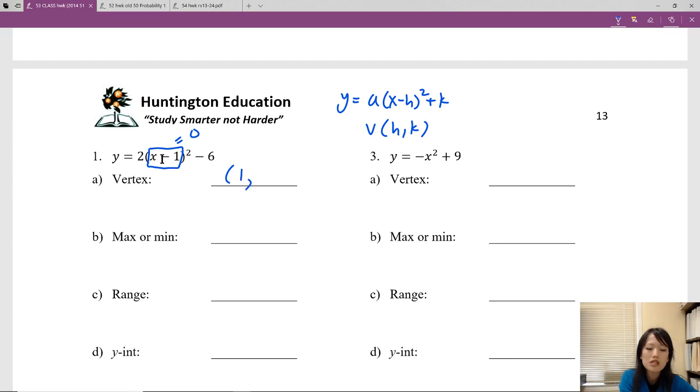So once that's a 1, this whole thing cancels out. You're left with negative 6. So you change the sign on this one, but don't change the sign on the negative 6. So inside the parentheses, you change the sign. It becomes 1. Outside, don't change the sign.